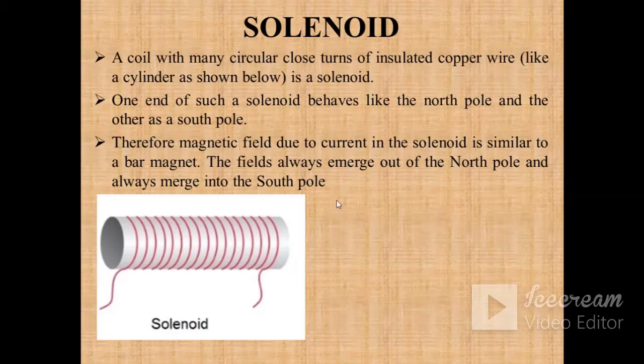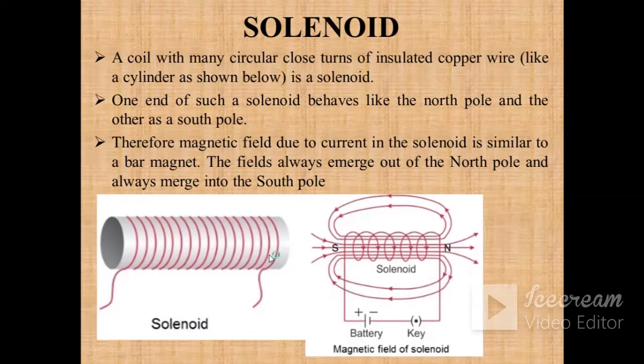So here you can see, like I have said, many circular closed turns like a cylinder. So it is known as the solenoid and this is how it behaves whenever it is connected to the electricity source. Here we can see that the field is emerging out of the north pole and always merges into the south pole, so it itself contains north and south. So we can say that the magnetic field due to current in the solenoid is similar to a bar magnet.